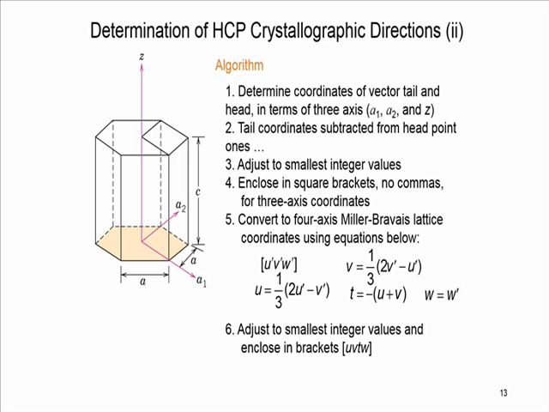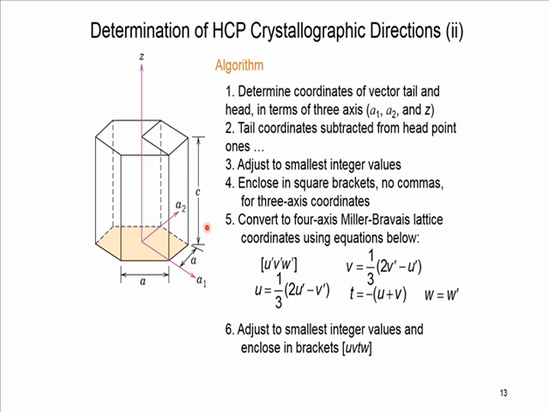First, we determine coordinates of vector tail, which is point 1, x1, y1, and z1, and vector head, which we call point 2, x2, y2, and z2, in terms of three axes. By three axes, I mean a1, a2, and z. In the second step, we subtract tail point coordinates from head point coordinates and normalize it by unit cell dimensions, which is here a and c along direction z.